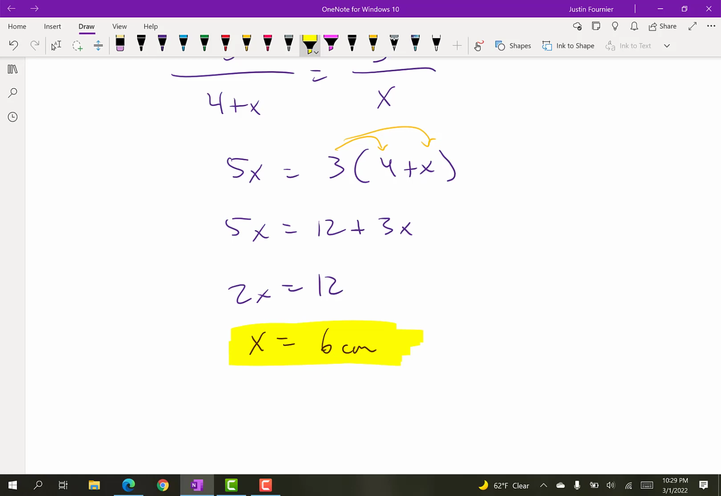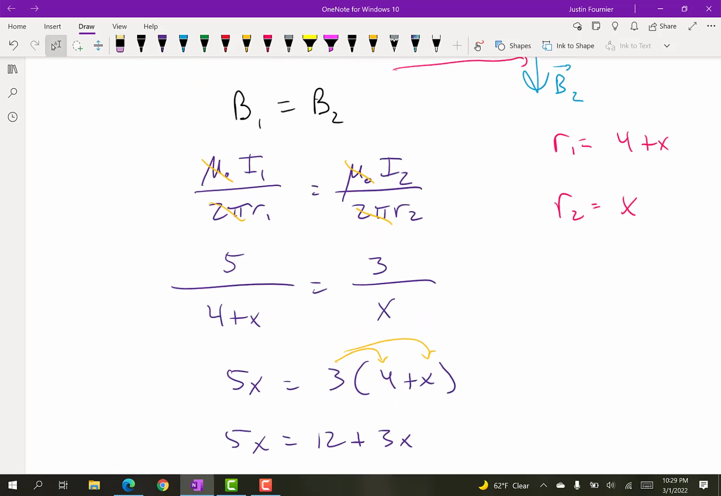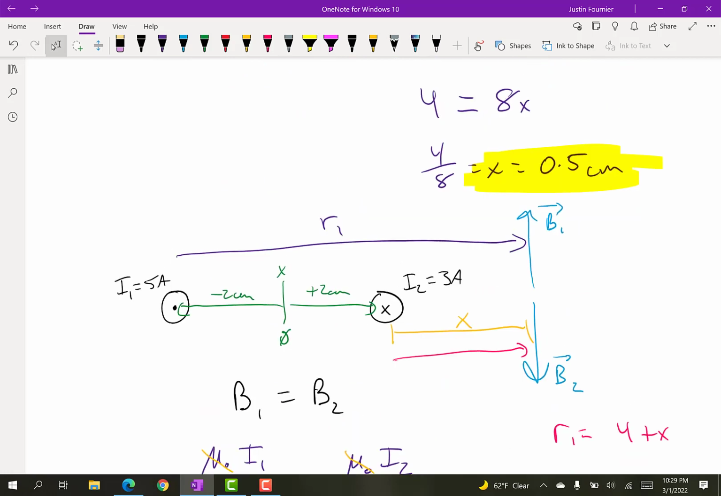And let me really quickly just double check to make sure that my units didn't screw up here. So amps are going to cancel out. That's good. And then I'm left with centimeters left over. So I got lucky. I did not need to cancel out. So I think that is correct. It's going to be 6 centimeters and 0.5 centimeters.